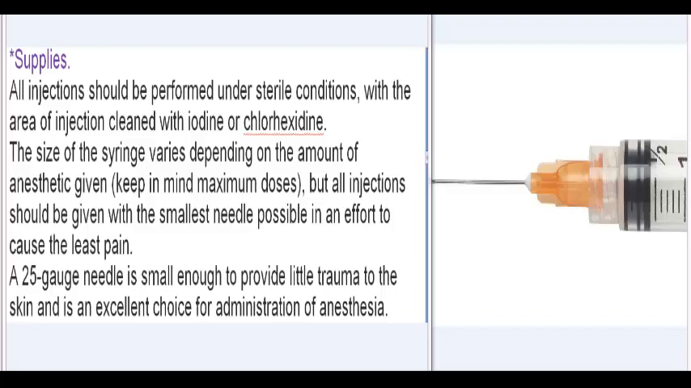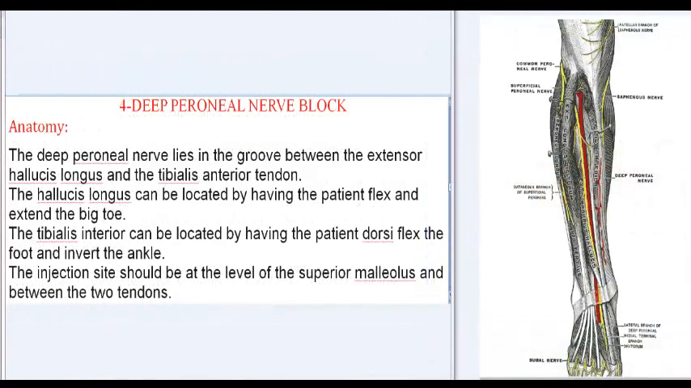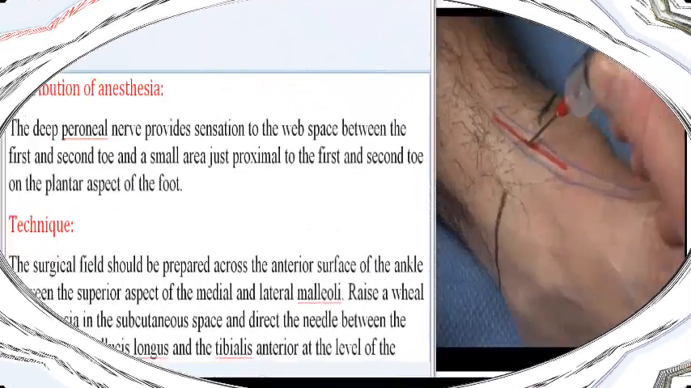4. Deep peroneal nerve block. Anatomy. The deep peroneal nerve lies in the groove between the extensor hallucis longus and the tibialis anterior tendon. The hallucis longus can be located by having the patient flex and extend the big toe. The tibialis anterior can be located by having the patient dorsiflex the foot and invert the ankle. The injection site should be at the level of the superior malleolus and between the two tendons.